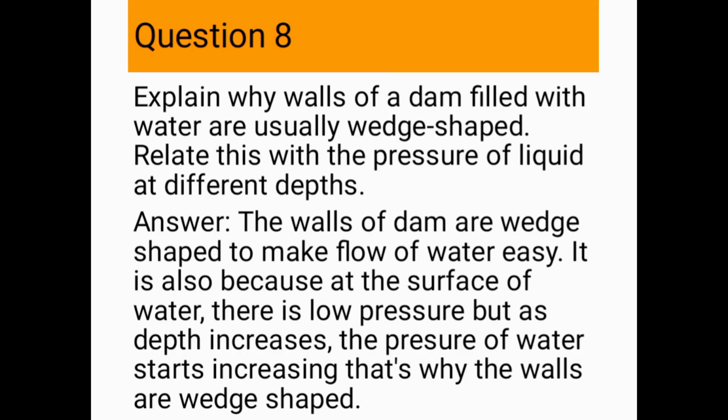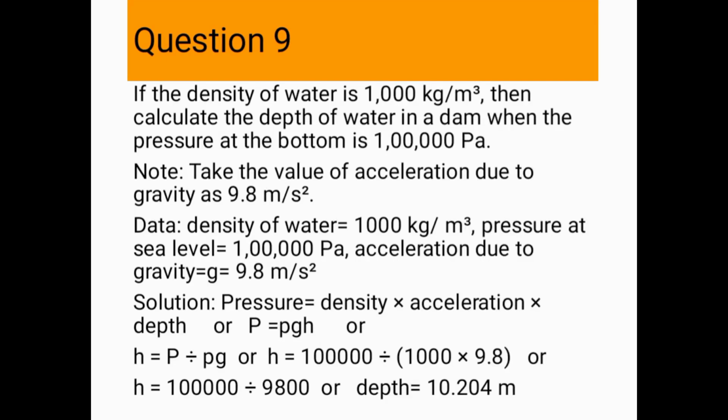Question 8. Explain why walls of a dam filled with water are usually wedge-shaped. Relate this with the pressure of liquid at different depths. Answer: the walls of a dam are wedge-shaped to make flow of water easy. It is also because at the surface of water, there is low pressure, but as depth increases, the pressure of water starts increasing. That's why the walls are wedge-shaped.